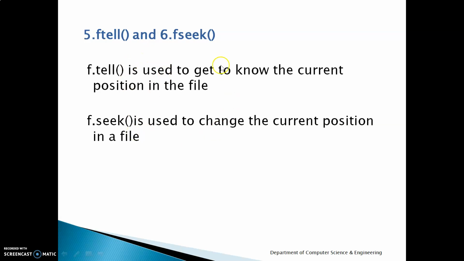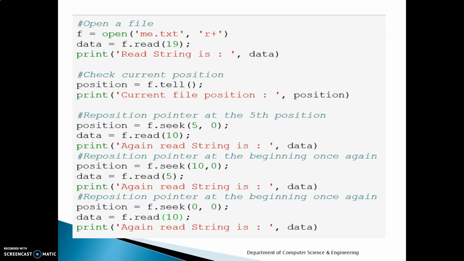In order to understand these two methods, let us take a simple program which makes use of both of them. This entire program has been written with comments for easier understanding. First we need to open a file. So f equal to open, this time it is me.txt, and we are opening in r plus mode. What is data equal to? This is a variable.